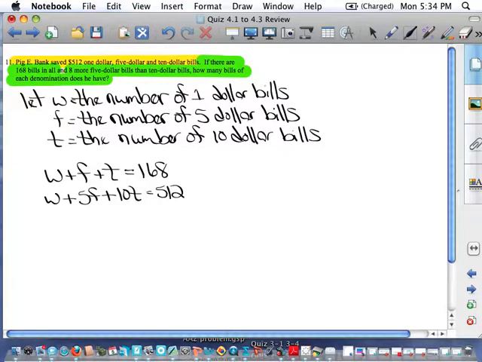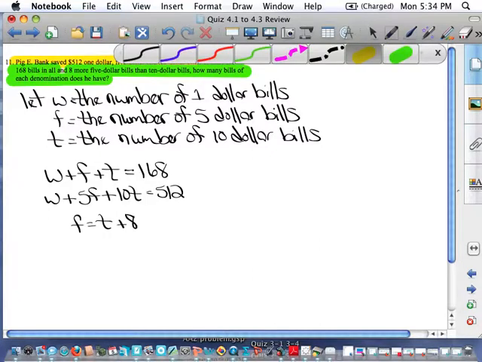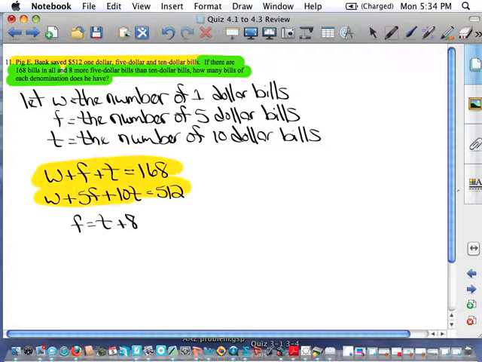So we're looking at the relationship between $5 bills and $10 bills. If they have 8 more 5s than 10s, in order for these to be equal, I have to add 8 bills to the 10s side. So here are my 3 equations.